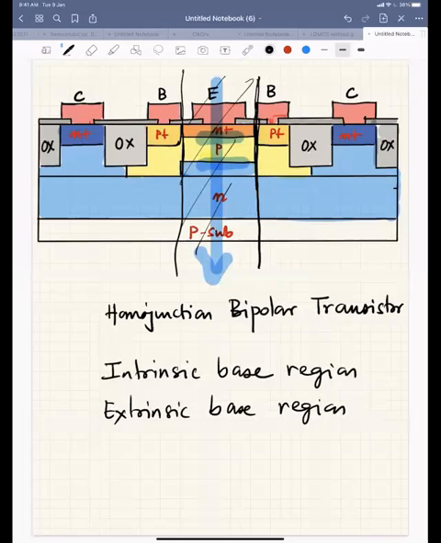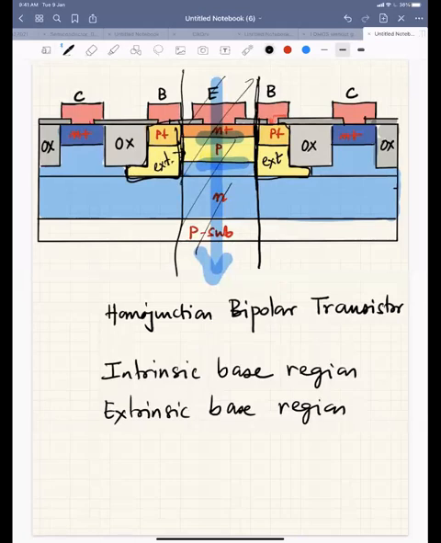But you need the extrinsic part to collect the current, because I need to connect the base, right? I cannot put a contact here. If I could put a contact here, that would be really good, but in real devices I could not have a contact here. So I have to put the contact at the top. This extra region is the extrinsic part of the device, right? Similarly, this part here is also the extrinsic part of the device.